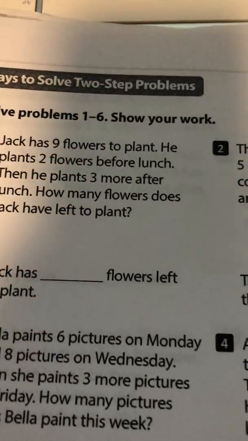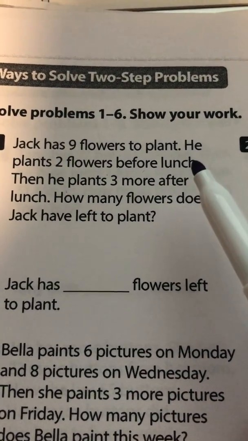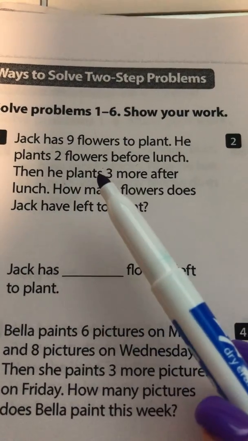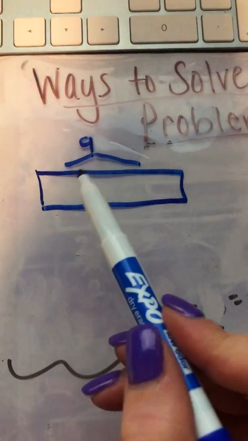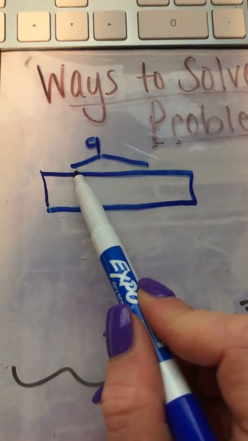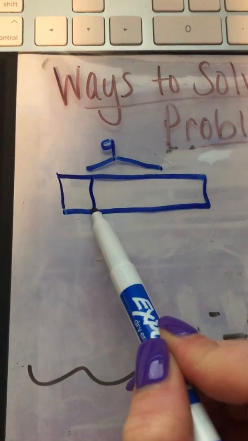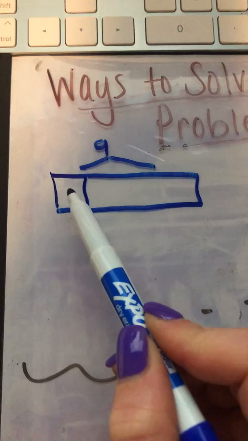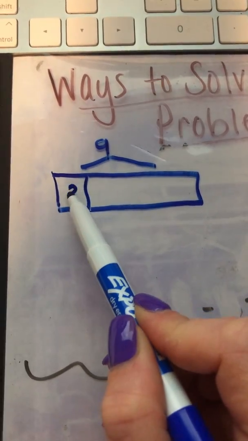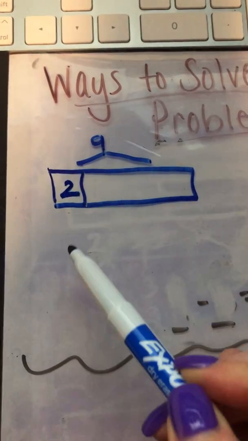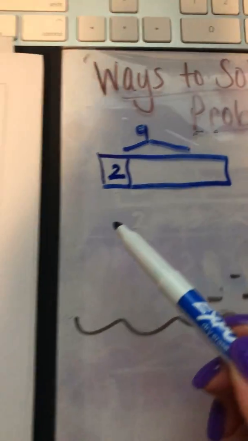Then I'm going to go back and reread the problem for more information. It says he plants 2 flowers before lunch. So I'm going to do one part of it. It's saying 2. So I'm just going to divide with a line. The first little part that they gave us is that he plants 2 before lunch. So I'm going to mark that here.